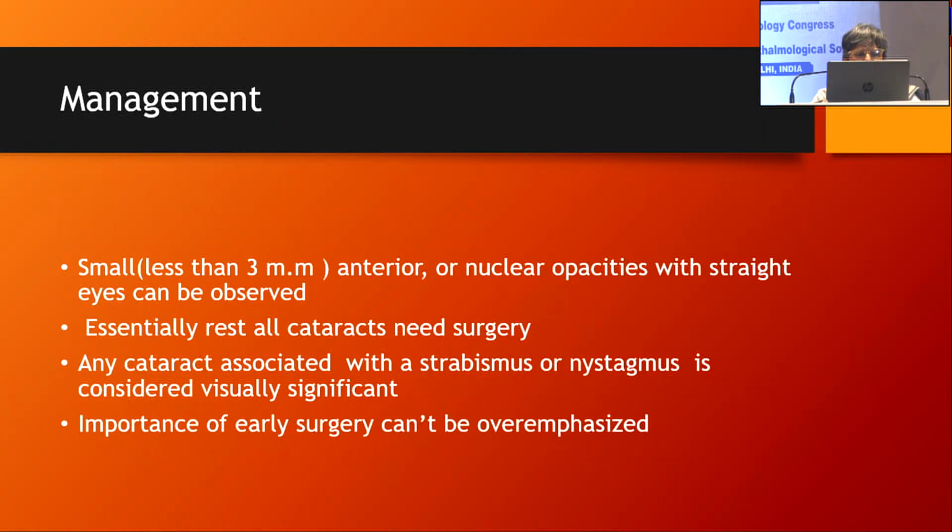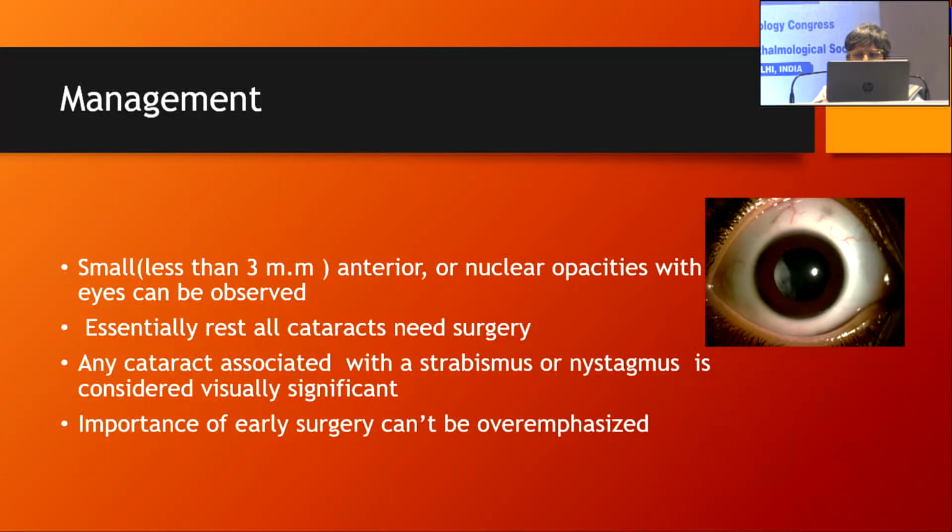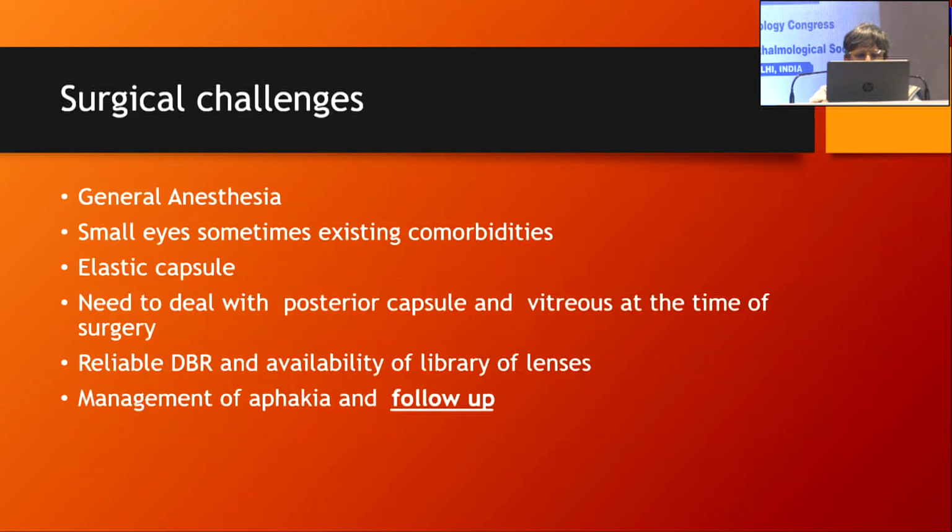For management, if there are very small and very peripheral opacities, you can probably observe and give appropriate glasses, but anything more than that probably needs surgery. And importance of early surgery. So a cataract which looks like this with a peripheral opacity need not really need surgery, and this patient can be very well managed with glasses.